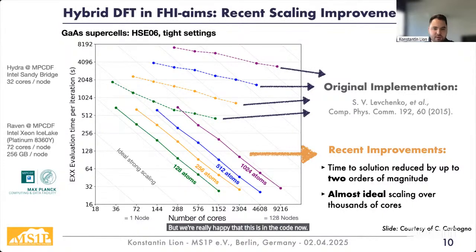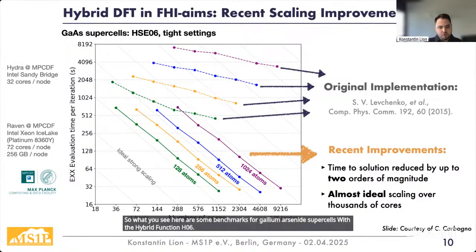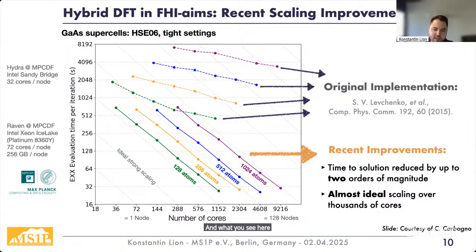What you see here are some benchmarks for gallium arsenide supercells with the hybrid functional HSE06. And what you see here is the strong scaling. So ideally you have O(n) strong scaling.